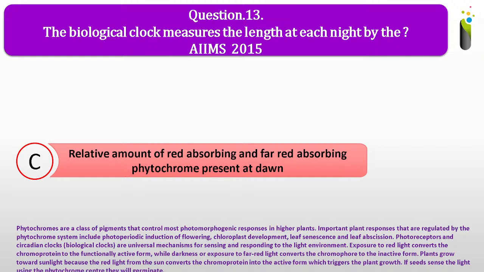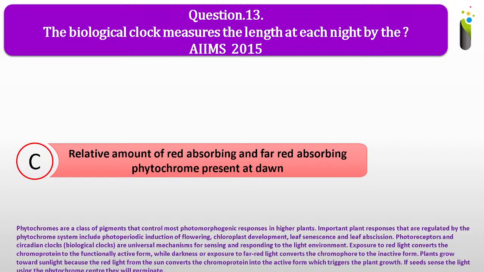Photoreceptors and circadian clocks, that is biological clocks, are universal mechanisms for sensing and responding to the light environment. So exposure to the red light converts the protein to the functionally active form, while darkness or exposure to far red light converts the chromophore to the inactive form. So plants grow towards sunlight because the red light from the sun converts the chromoprotein into the active form, which triggers the plant growth. So if seeds sense the light using the phytochrome center, they will germinate. So this is the logic behind it. It is slightly out of the syllabus, I shall say.